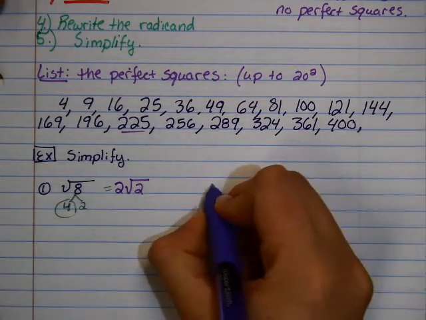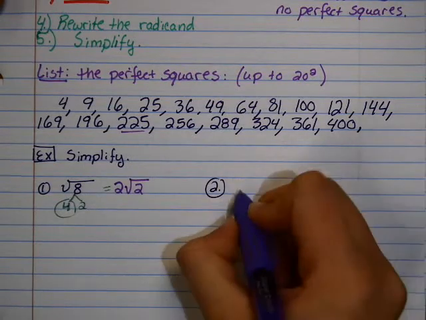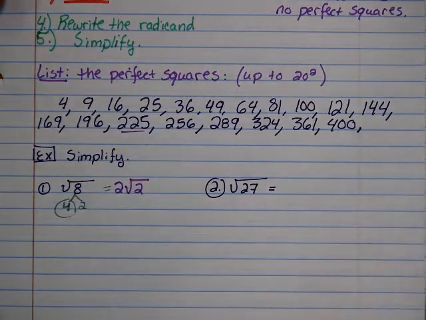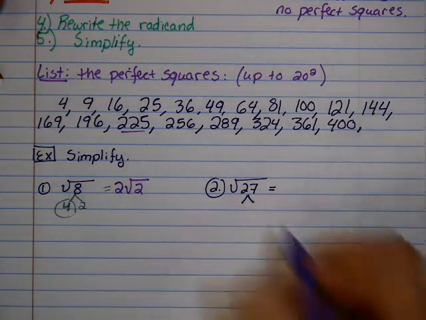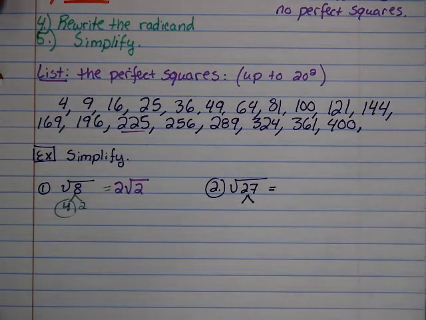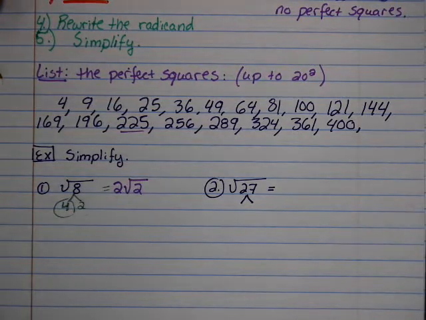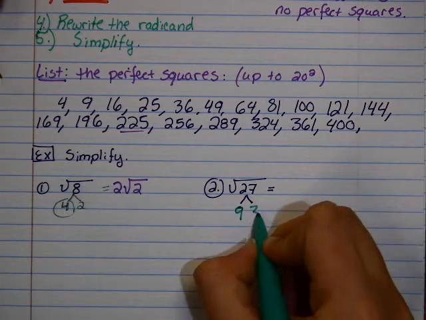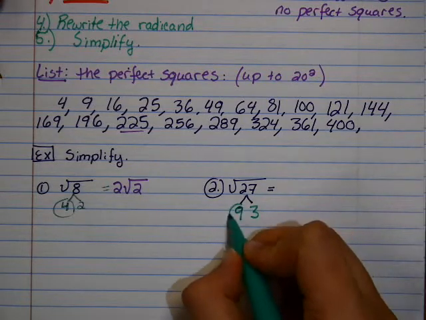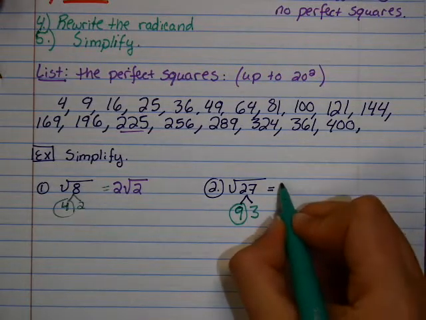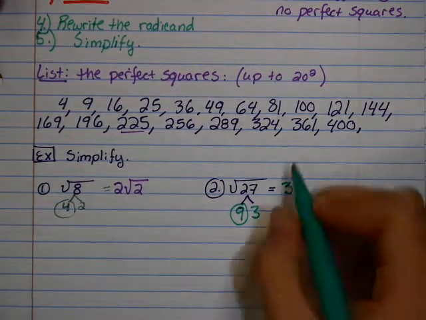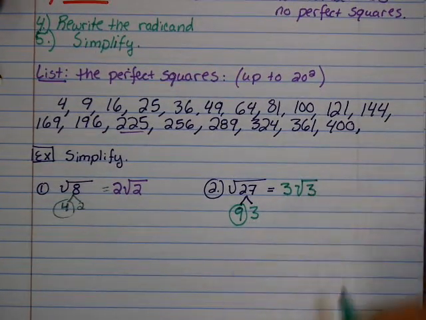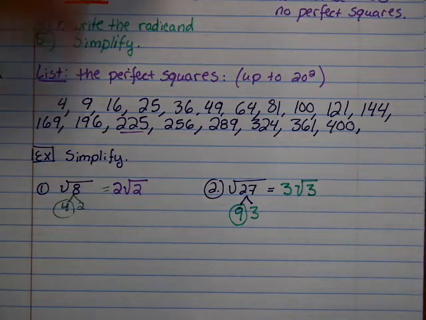Alright, let's try another example. I have a square root of 27 this time. So my perfect square in 27 would be 9. Because I know 9 times 3 gives me 27. Here's my perfect square. Square root of 9 is 3, so that goes outside the radical. And square root of 3 cannot simplify anymore, so that must stay underneath.